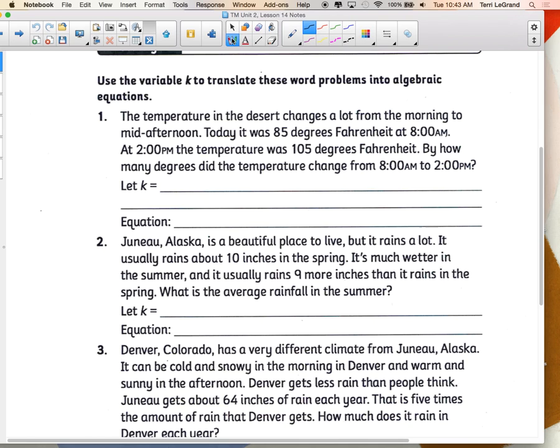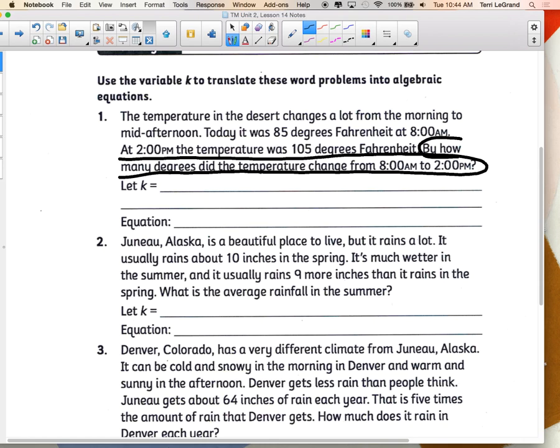Yeah, by how many degrees did the temperature change from 8 a.m. to 2 p.m.? You know what, when you see that question, just zero in on that, because that right there is spelling out for you the unknown, okay? Zero in on the question. So let's circle it. That tells us right there what we need to find. That's the unknown. That's the thing that we do not have any information about. We have to find it.